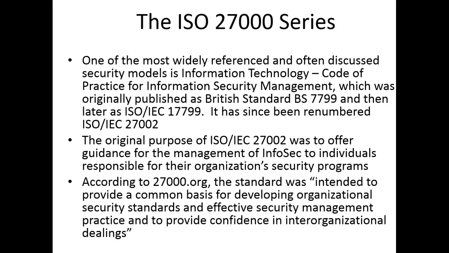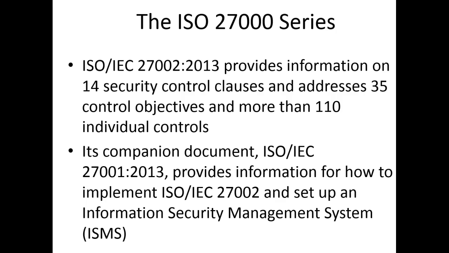According to 27000.org, the standard was intended to provide a common base for developing organizational security standards and effective security management practices, and to provide confidence in inter-organizational dealings. ISO/IEC 27002 provides information on 14 security control clauses and addresses 35 control objectives, as well as more than 110 individual controls.